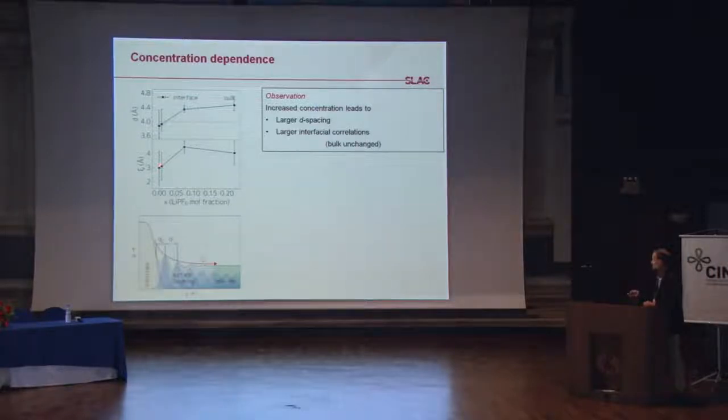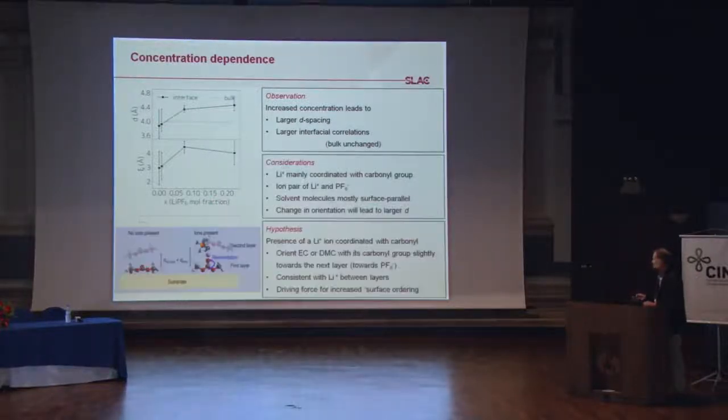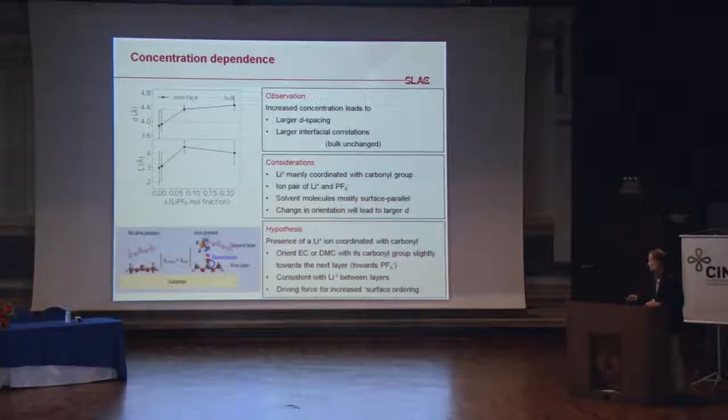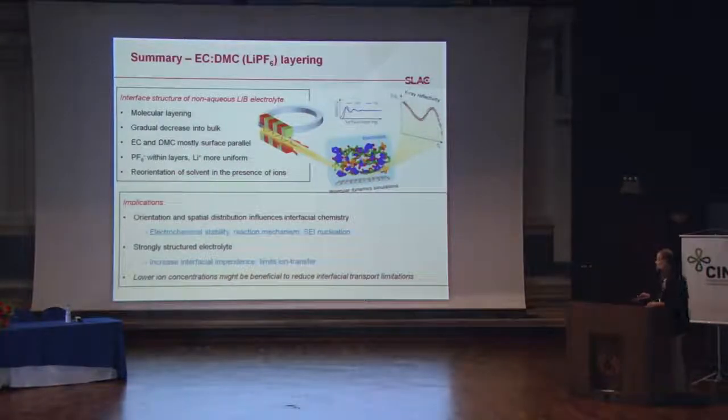So we see this, and you could see this clearly in the data, increase as we increase the concentration, as well as an increase in thickness. We can understand that, and I'm not going to go into details, by the fact that as we increase the concentration, the lithium that's associated with a carbonyl group tends to take these molecules, which are disoriented at the lower concentrations, and orient them a little bit. That pushes the subsequent layers out, giving rise to both this increase as well as the increase in order.